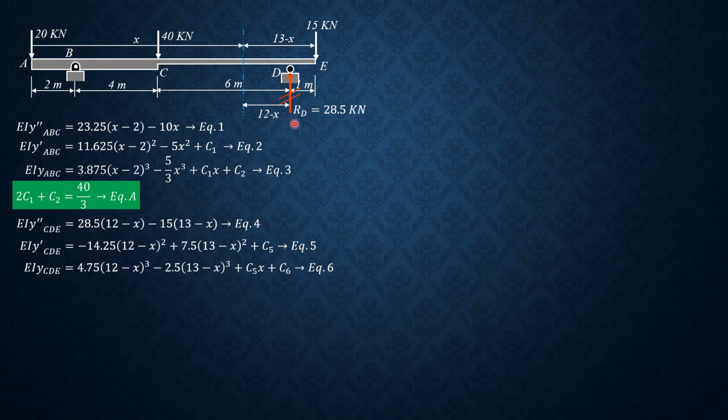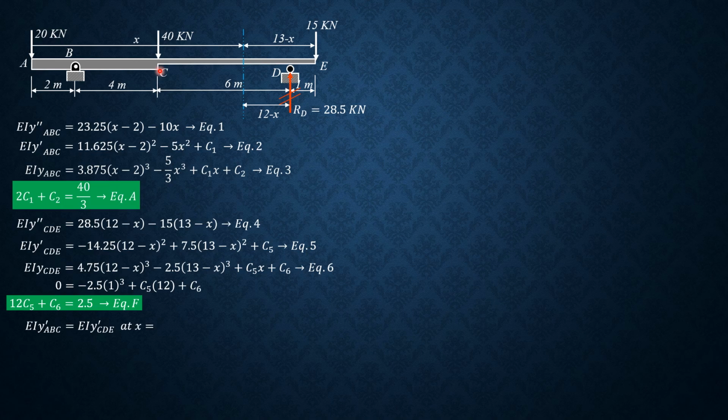Then boundary condition: when x is 12, y is 0 in here. So 0 equals, this is 0 minus 2.5, 1 cubed, then c sub 5 times 12 plus c sub 6. So again, this is 0 minus 2.5, (13 minus 12) is 1, positive 1 cubed, then plus c sub 5 times 12 plus c sub 6. So 12 c sub 5 plus c sub 6 equals 2.5. Call that equation F.